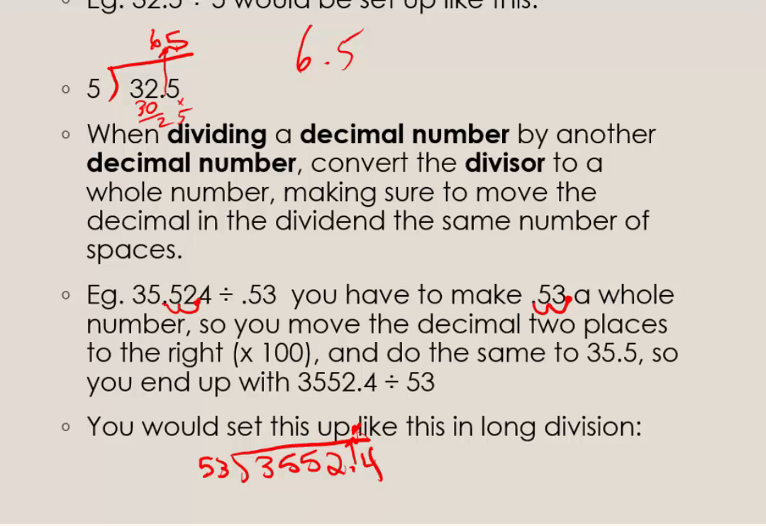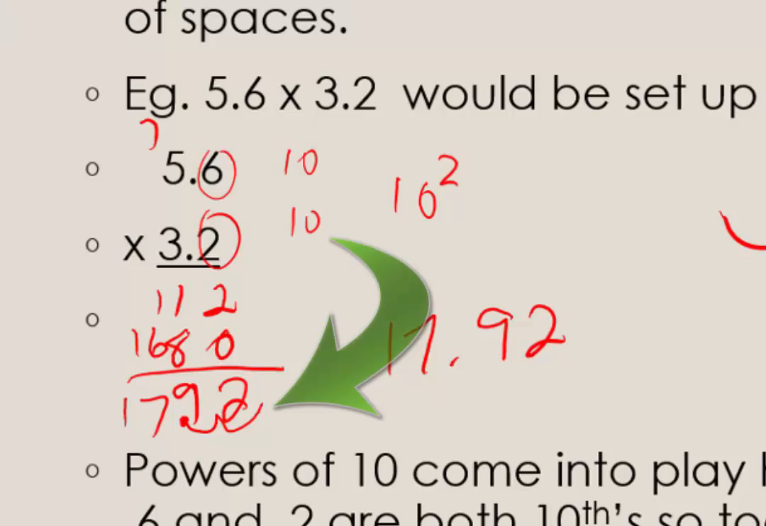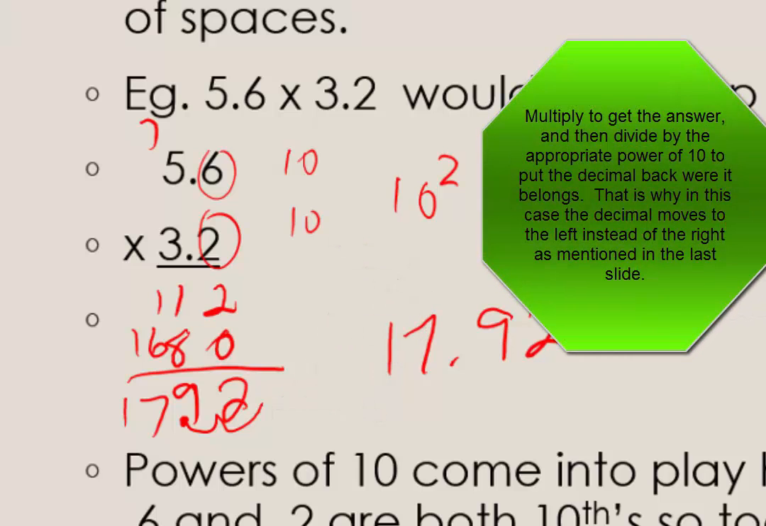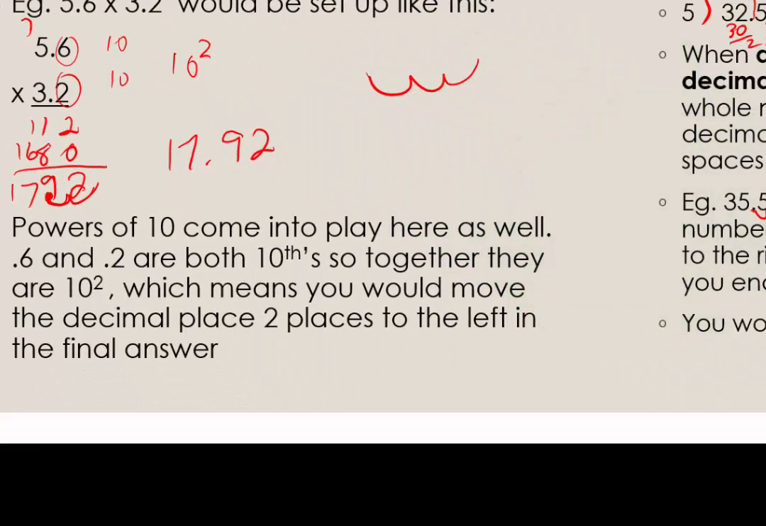So just remember that when you're multiplying, your decimals are going to the left, and when you divide, your decimals go to the right. The reason the multiplication ones go to the left is because this is essentially a division, right? You're doing the multiplication and then you're dividing by 100 or 1,000, however many zeros you have here, to get that decimal back where it's supposed to be.